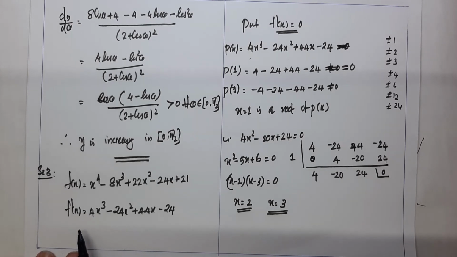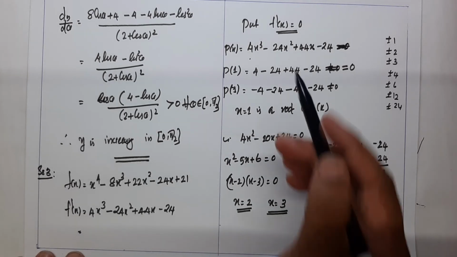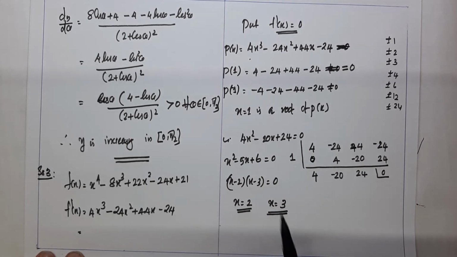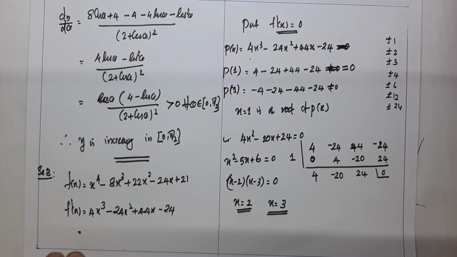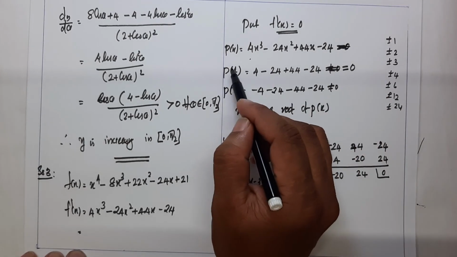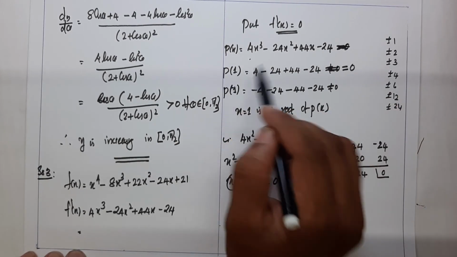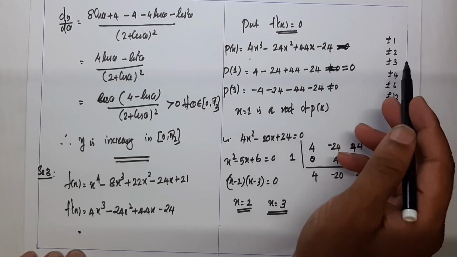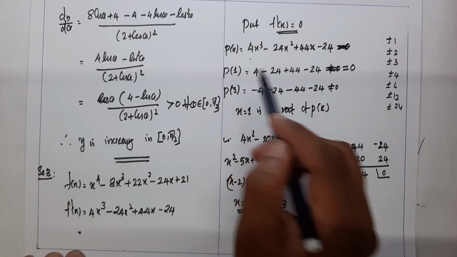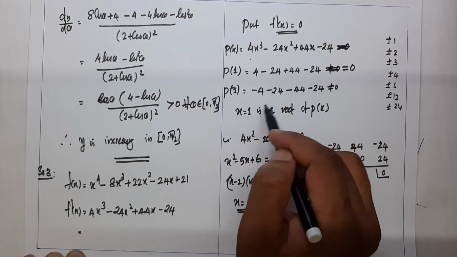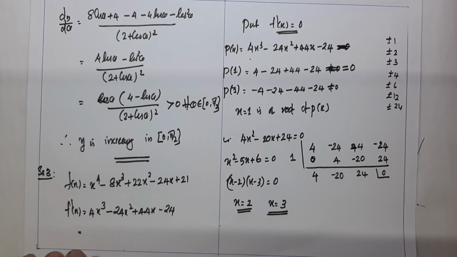Okay, first we find f dash x, then we put f dash x equal to 0. Before putting f dash x equal to 0, we find the roots of this third degree polynomial. For finding the roots, first of all we find the factors of the last constant term. Here 24 has these factors. Using these factors, one by one we put them into the polynomial. Here first we put x is equal to 1, we get answer 0. Otherwise we put x equal to minus 1, x equal to 2, x equal to minus 2, etc. Here when we put x is equal to 1, we get answer 0, and therefore x is equal to 1 is the first root of this polynomial.